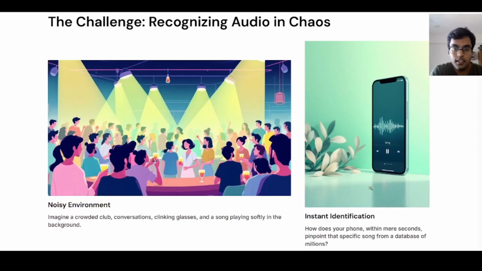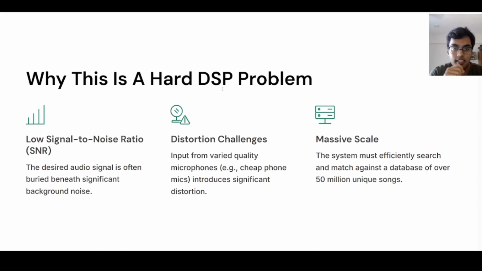Let us say you are in a club where a lot of people are there, they are talking, they are dancing, they are singing their own song, someone is coughing. And despite all these noises, you would like to instantly identify which song is being played in the background. This is the main problem statement, or you can say the challenge, that we need to recognize audio in chaos. One should understand that this is not an easy digital signal processing problem because of three major reasons.